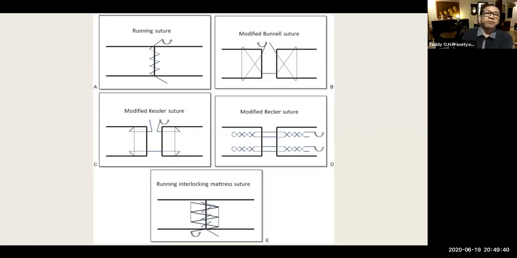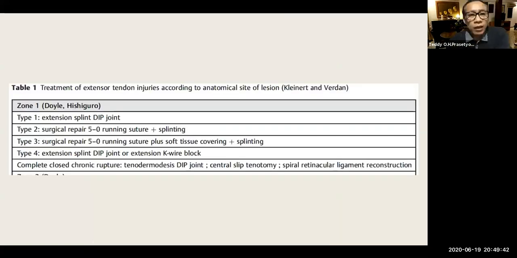All right. I do not think that I would go into the detail with this table because you can read the journal, because the journal is in your hand. But let me just briefly explain what this table describes. This is concerning or explaining the treatment of the extensor tendon injury according to the anatomical site.